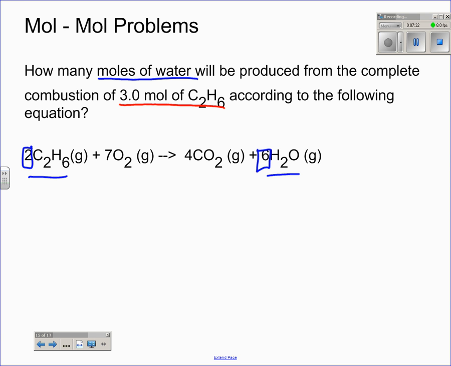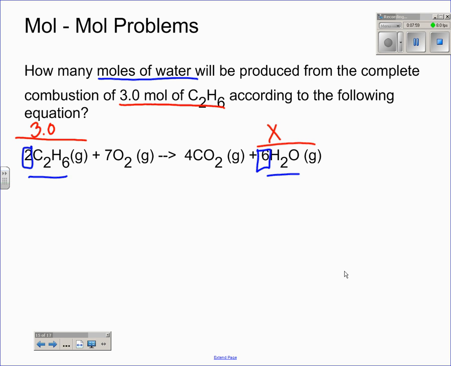So we're going to set up a proportion. The easiest way to do this is to take the 3.0 and put it over the particular compound in the equation that you're referring to. It says 3.0 moles of ethene, so we're going to put the 3.0 moles over the ethane. And it's asking us how many moles of water, so we're going to put X over water.